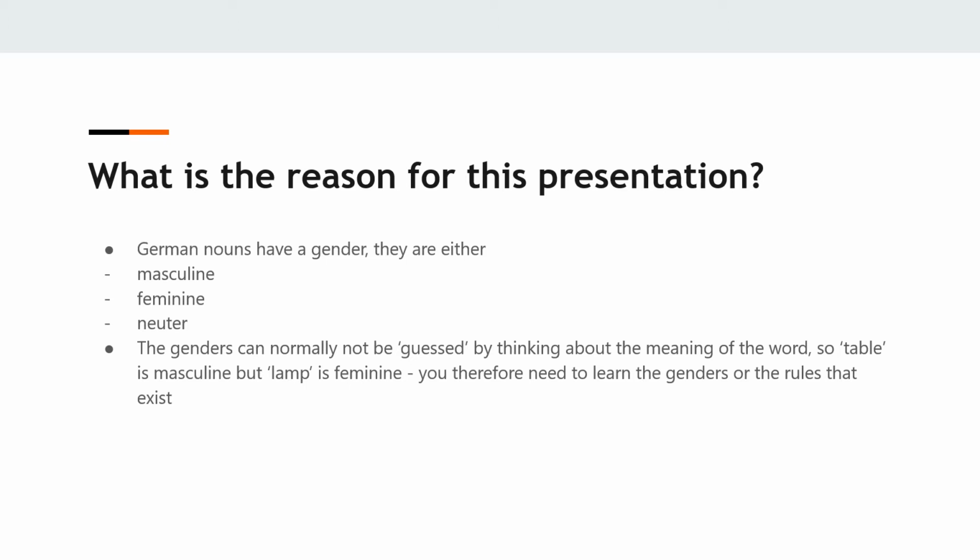Well, first of all, unlike in English, nouns in German have a gender, so they can either be masculine, feminine, or neuter. These genders, unfortunately, are very often not related to the meaning of the word. So one example, a skirt in German is masculine, so der Rock. A tie, however, is feminine, die Krawatte.